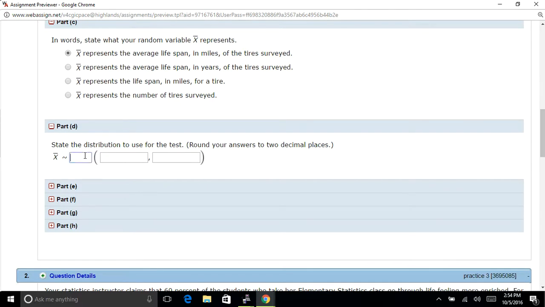Anytime you have a normal distribution or a z-test, you put an N here, and then this one is going to be your population mean. Remember that the population mean is the one, again, in the hypothesis.